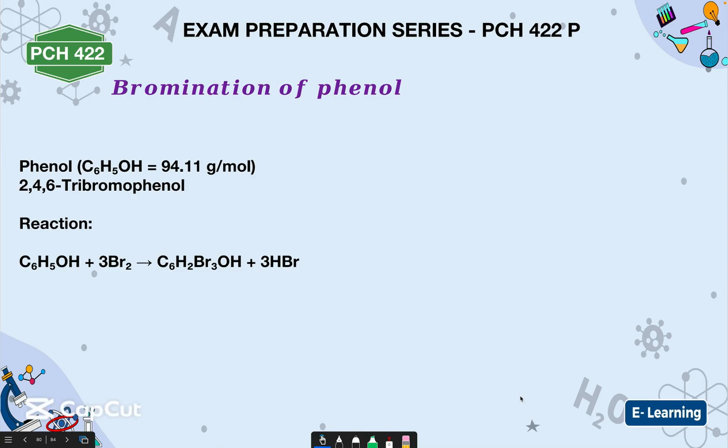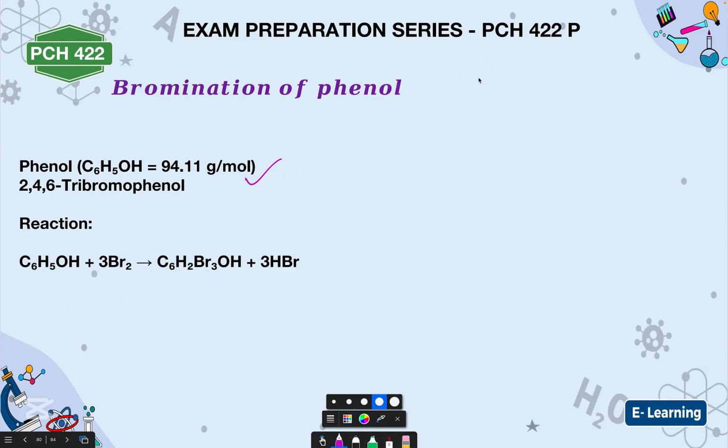Bromination of phenol is a method for assaying the content of phenol. Without talking much, let us go into the calculation aspect of it. Now, for the question, you need to be given some parameters. The molecular weight of phenol is 94.11 gram per mole. However, you might not be given this 94.11 gram. You have to calculate it.